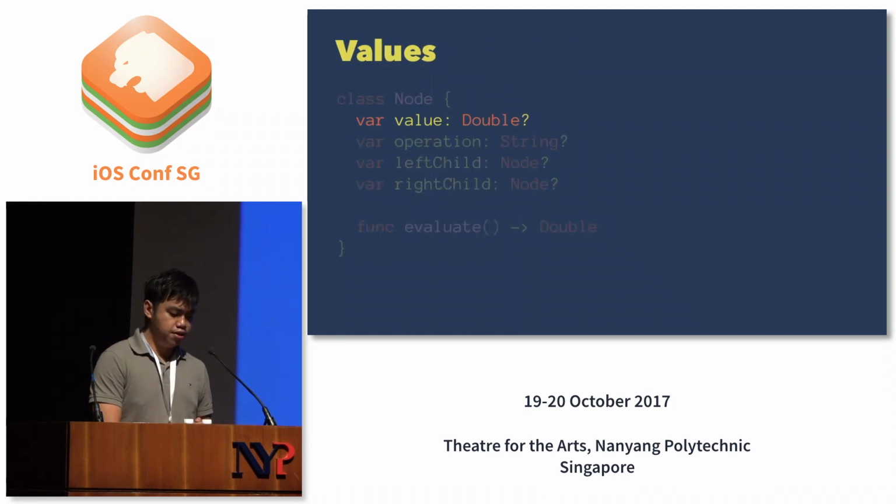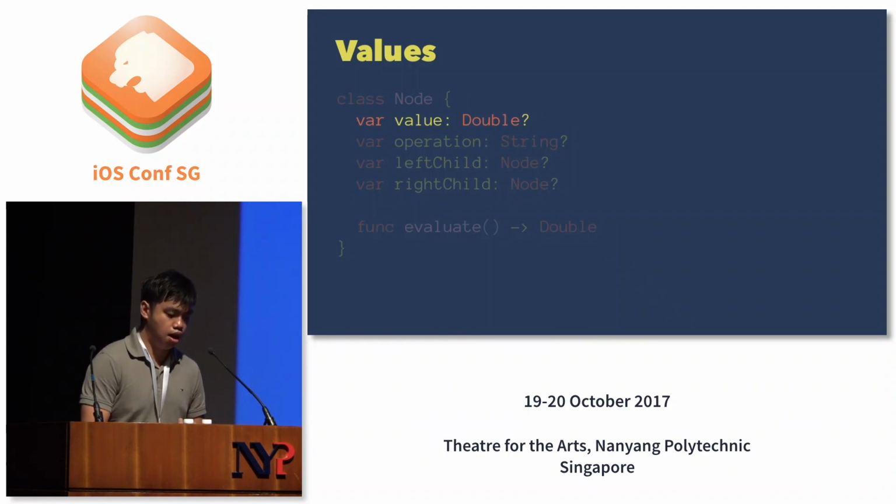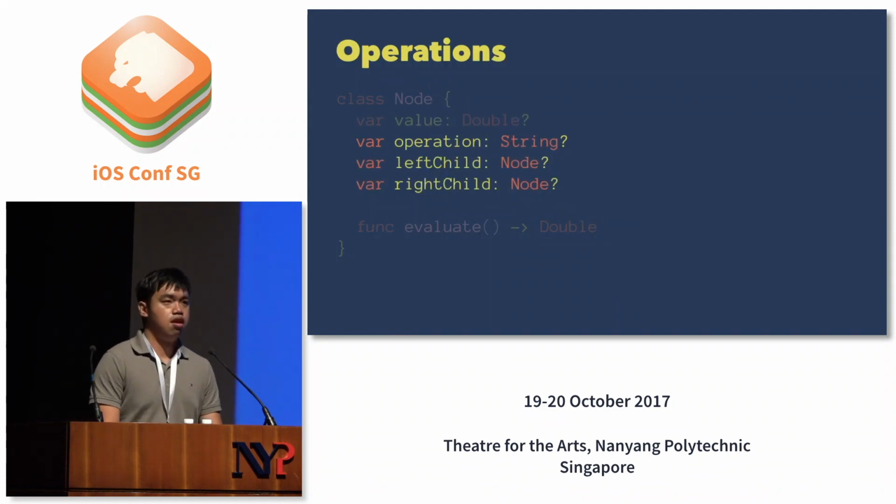We have a couple of properties, and the first property is a value. So this represents the number in a value node, and it's of type double. And next we have 3 properties to represent the operation node. The operation itself, maybe it's an addition or multiplication node, and that's a string. And 2 child nodes, the left and right, for the nodes being acted upon.